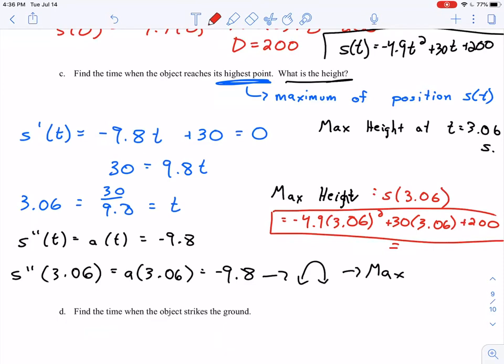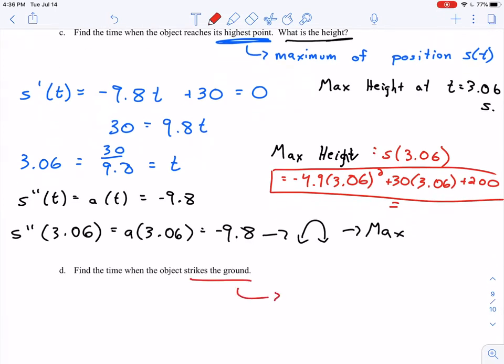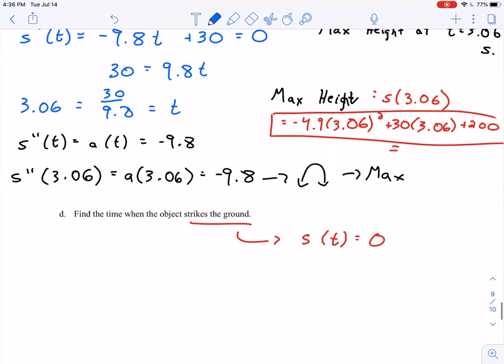Similarly then for part D, it says find the time when the object strikes the ground. So when it strikes the ground, that's really another way to say when the position function s of t is equal to 0. So let's see, here I'm going to take my position function, which is negative 4.9 t squared plus 30t plus 200, set this equation equal to 0, and solve. So you could try and factor it, but it doesn't look like you're going to have a really good time factoring that.